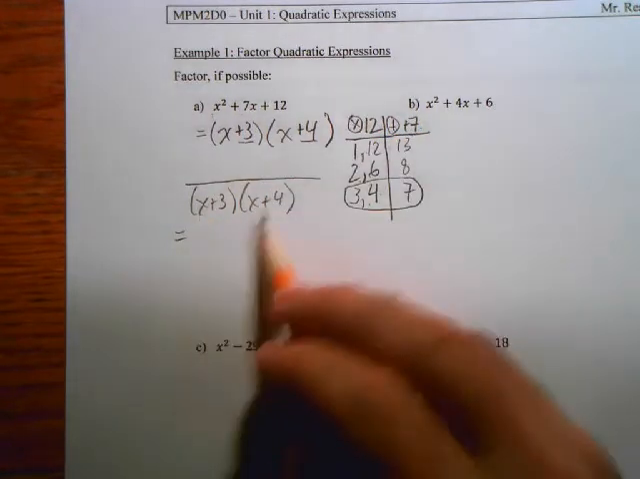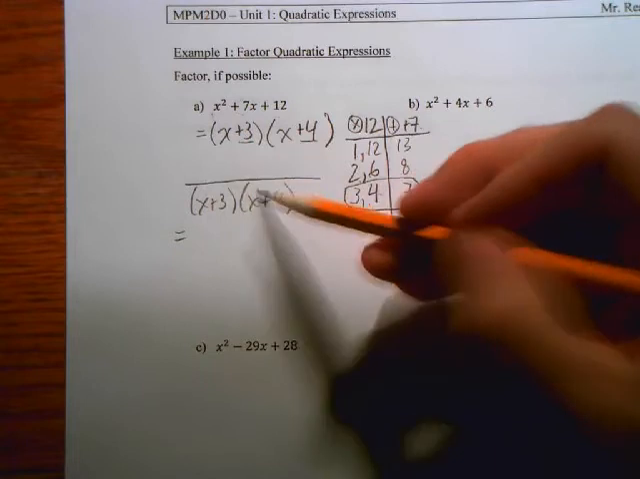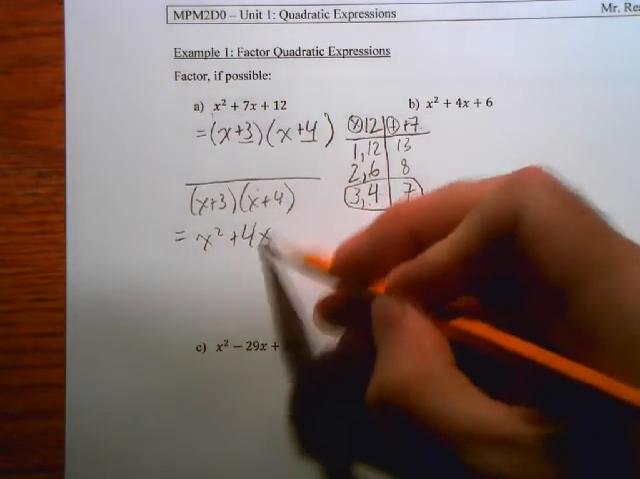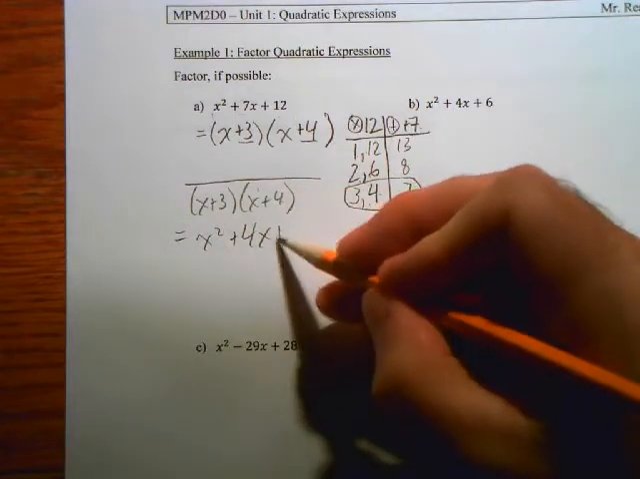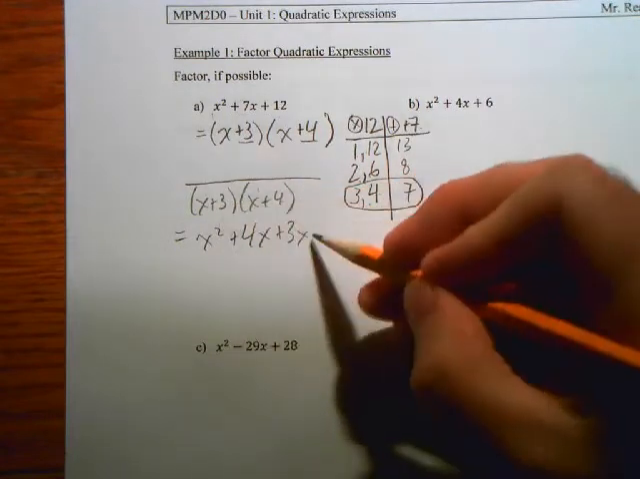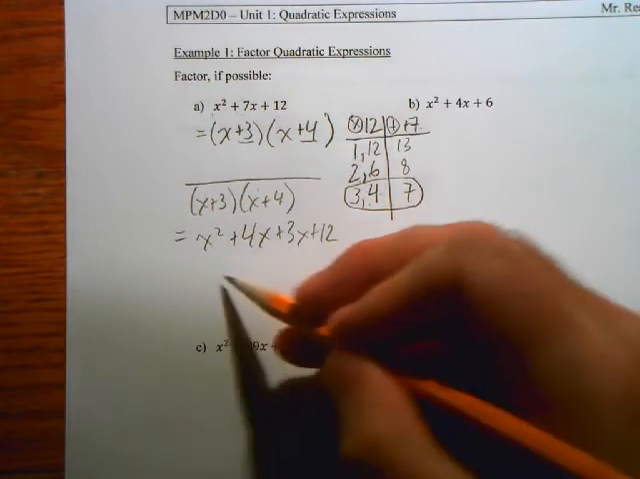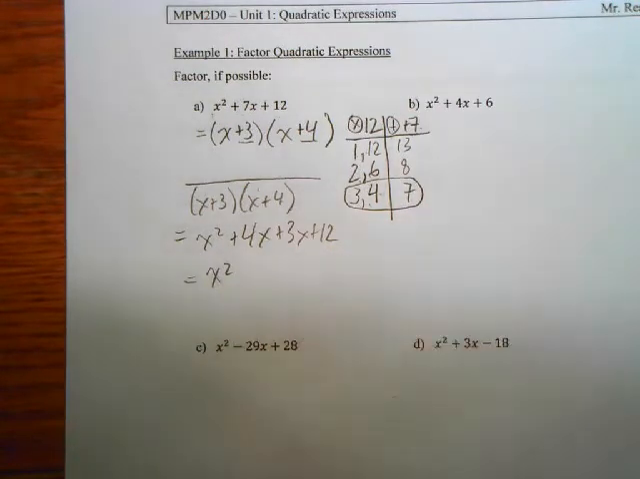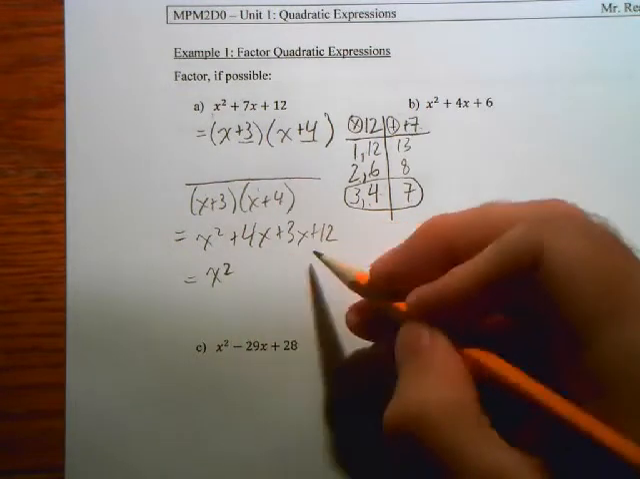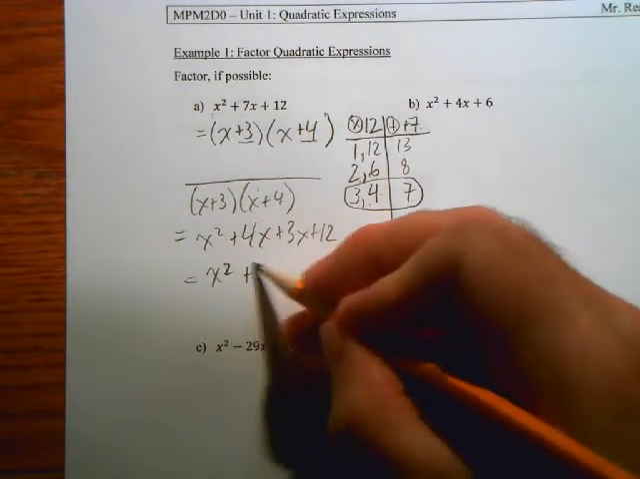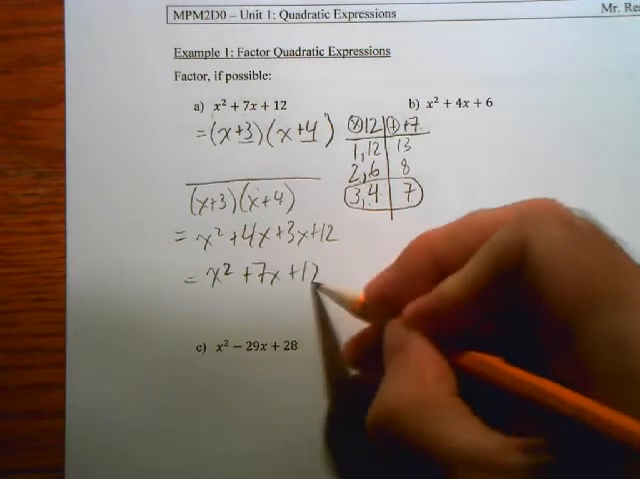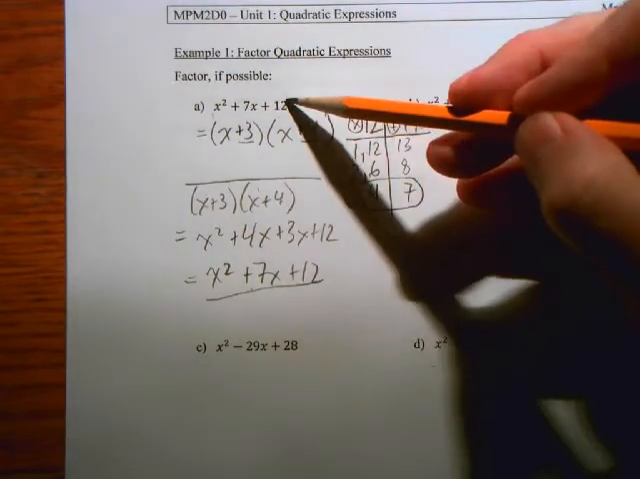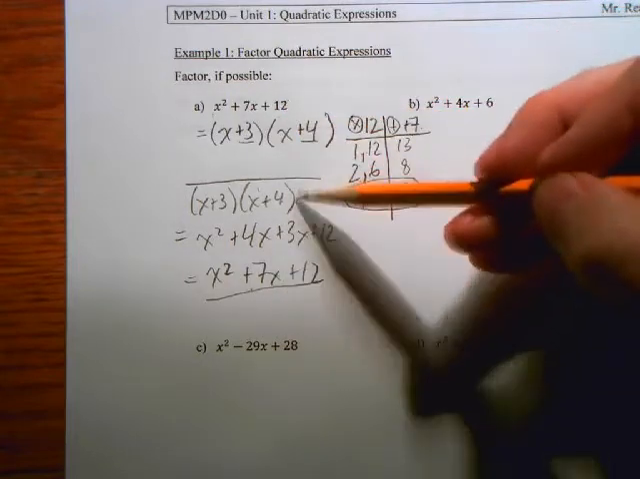Okay, so if I do the FOIL here, x times x is x squared, x times positive 4 is 4x, 3 times x is plus 3x, 3 times 4 is 12, and when we add the two middle terms, because they're like terms, they both are x terms, that adds up to 7x, and now I can go back and say, is that the same? Yes, it is. So that proves that my factoring is right.